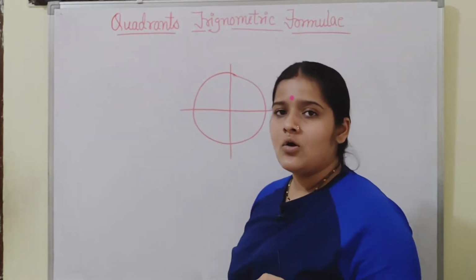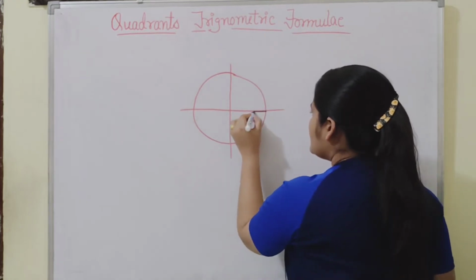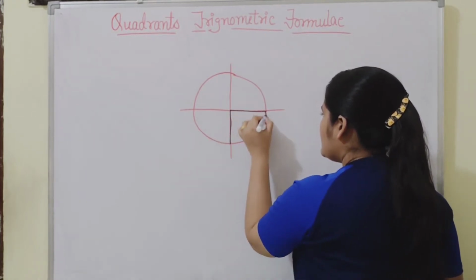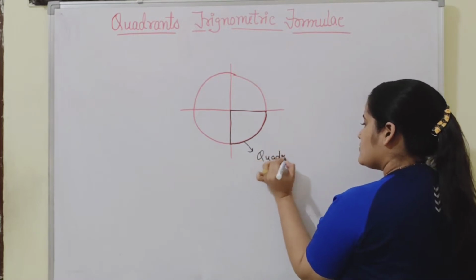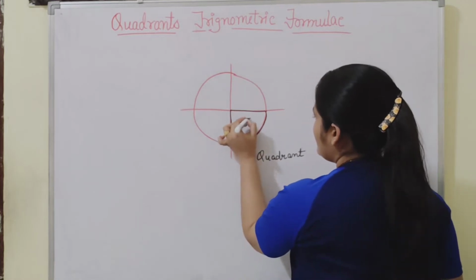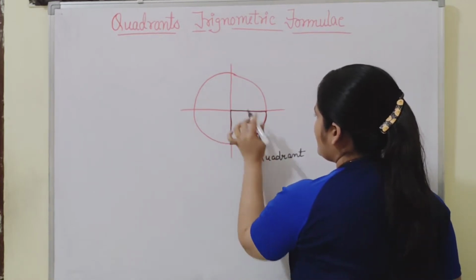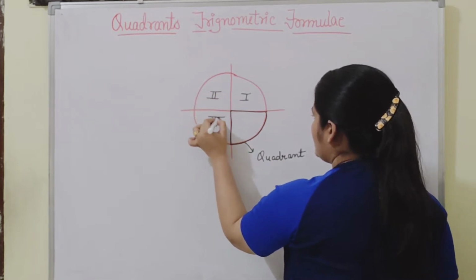These equal parts are called quadrants, means this part is called a quadrant. We give them names: 1, 2, 3 and 4.